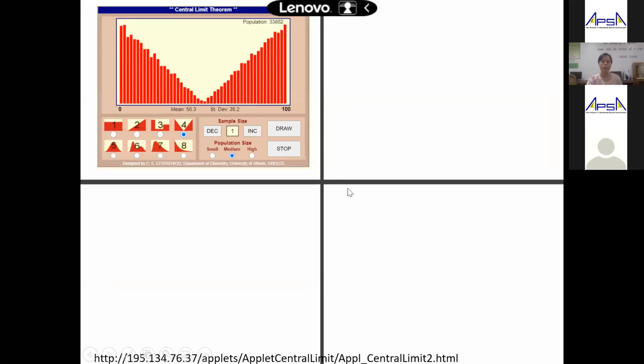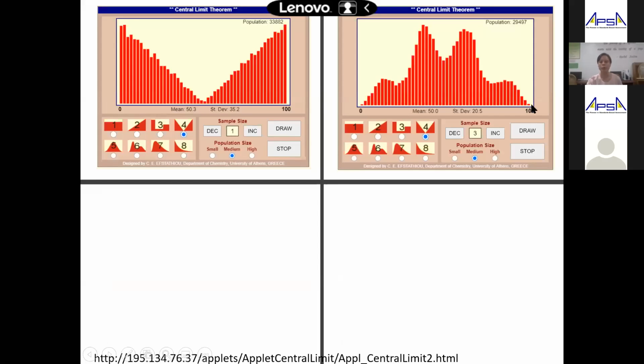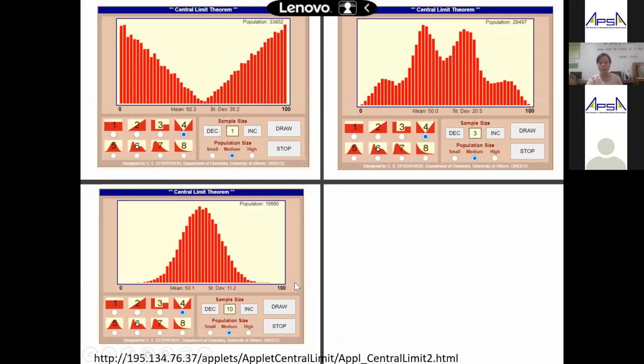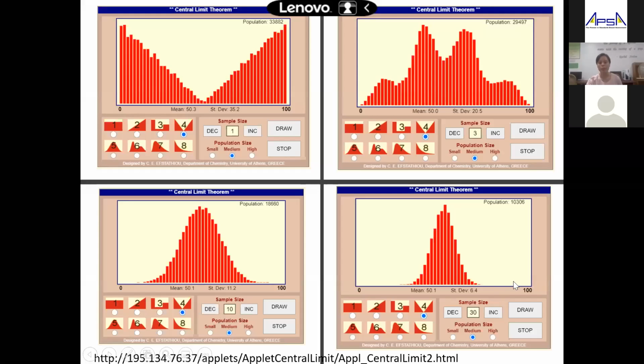Okay? Kahit ano yung distribution niya, if you take a sample of 1, ganito. If you take a sample of 3, yung mean ninyo pwedeng mataas, pwedeng mababa. Pero pag tinaasan nyo yung sample, ayan, wala nang mataas at mababa. This is just a sample of 10. Paano kung sample nyo 30? Halos wala nang mataas, mababa, nandito na lahat ng sample mean.